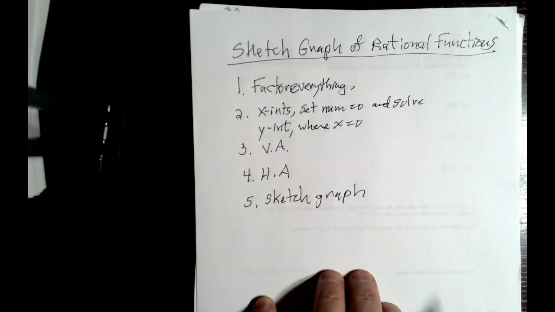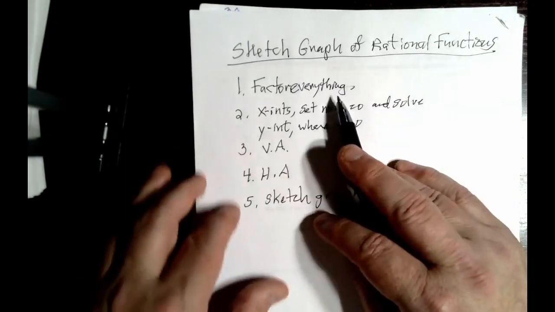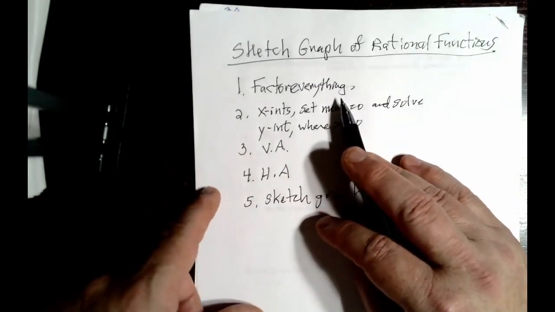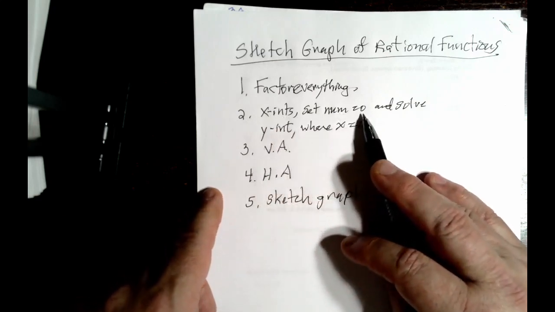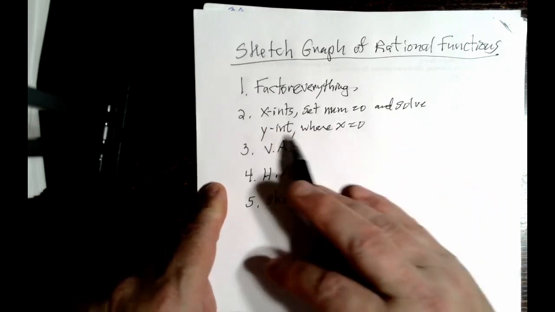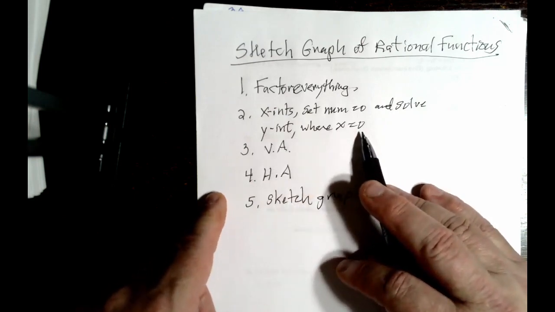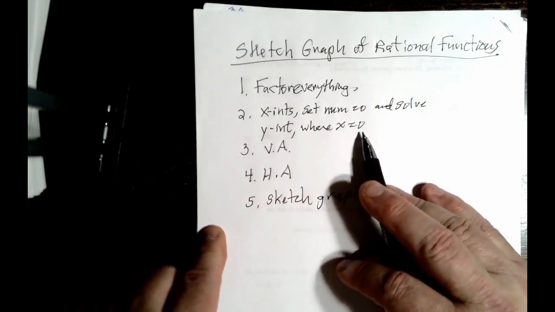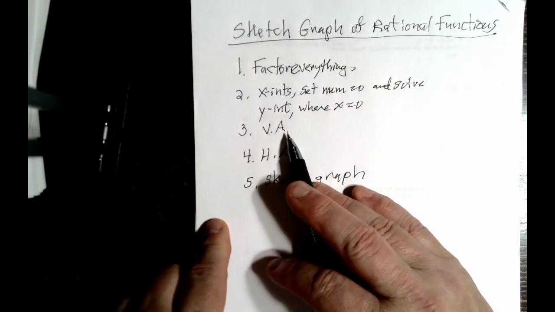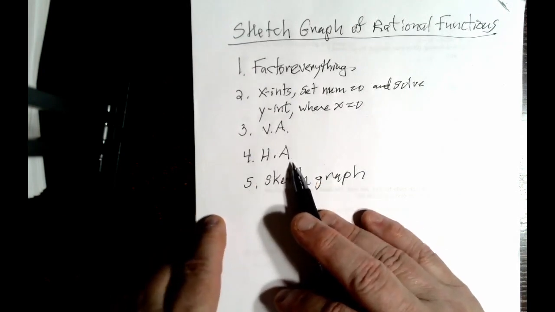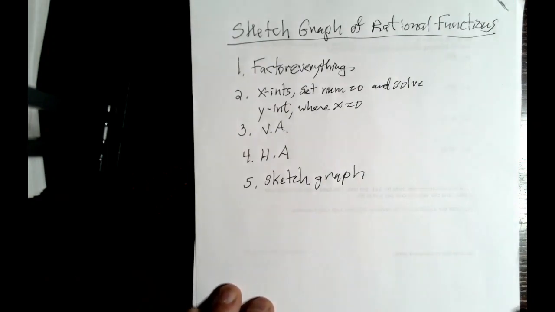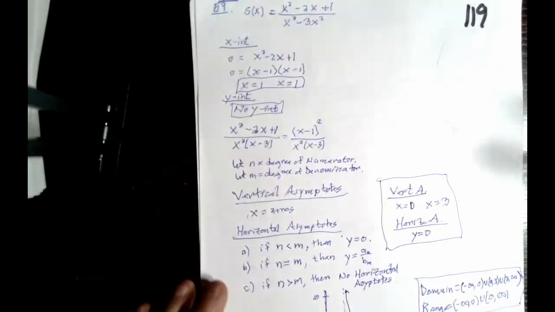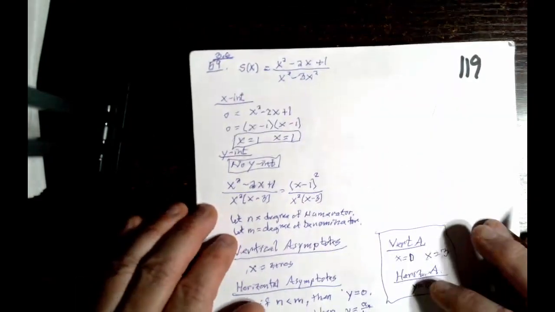So what are the steps for graphing a rational function? You factor everything. Factor the numerator, factor the denominator. You find your x-intercepts by setting the numerator equal to 0 and solving. Find the y-intercepts by letting x equal 0. Then you find your vertical asymptotes, your horizontal asymptotes, and a slant if it has one. And then you finally sketch your graph. So let's do a few problems. There's not many in this section.